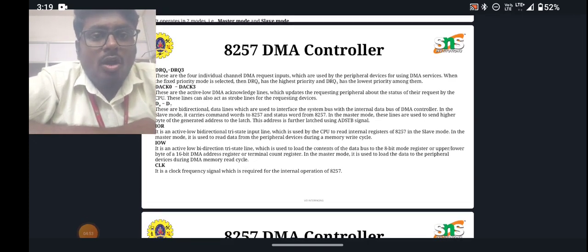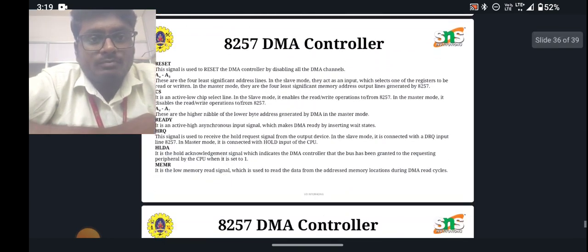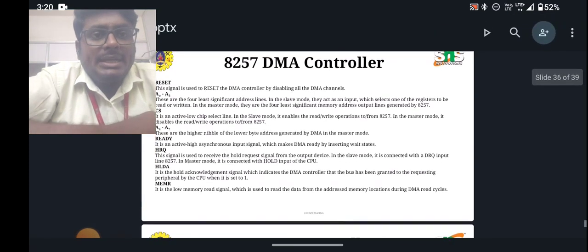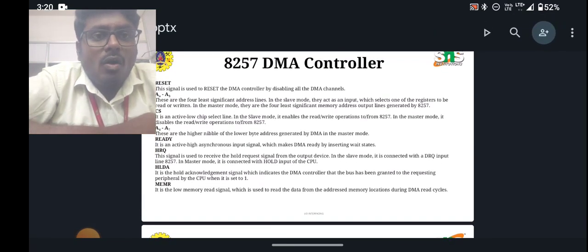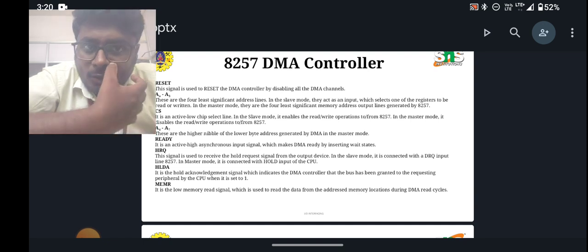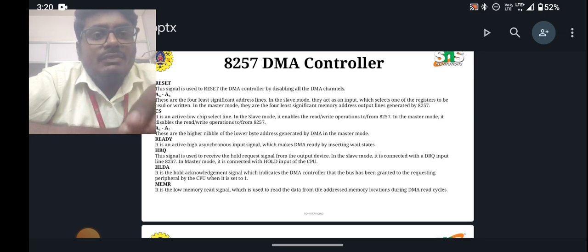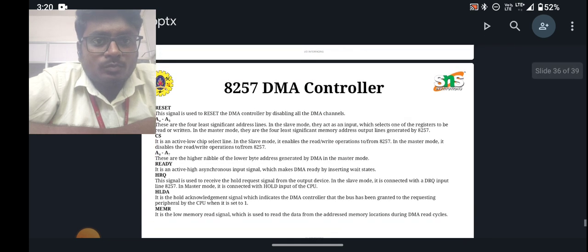CLK, the clock. It is a clock frequency signal which is required for the internal operation of 8257. Reset. This signal is used to reset the DMA controller by disabling all the DMA channels. A0 to A3. These are the 4 least significant address lines. In the slave mode, they act as inputs which select one of the registers to be read or written. In the master mode, they are the 4 least significant memory address output lines generated by the 8257.